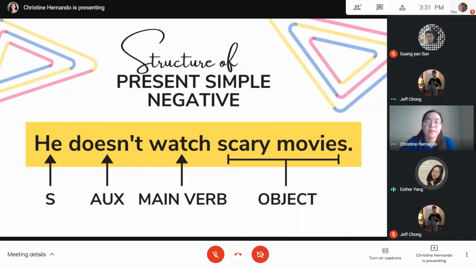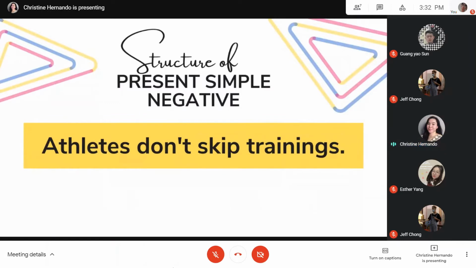Yes, ma'am. Okay, again, the subject in this sentence is he. The auxiliary verb is doesn't. The main verb is watch, and the object in this sentence is scary movies. So let us have another example.